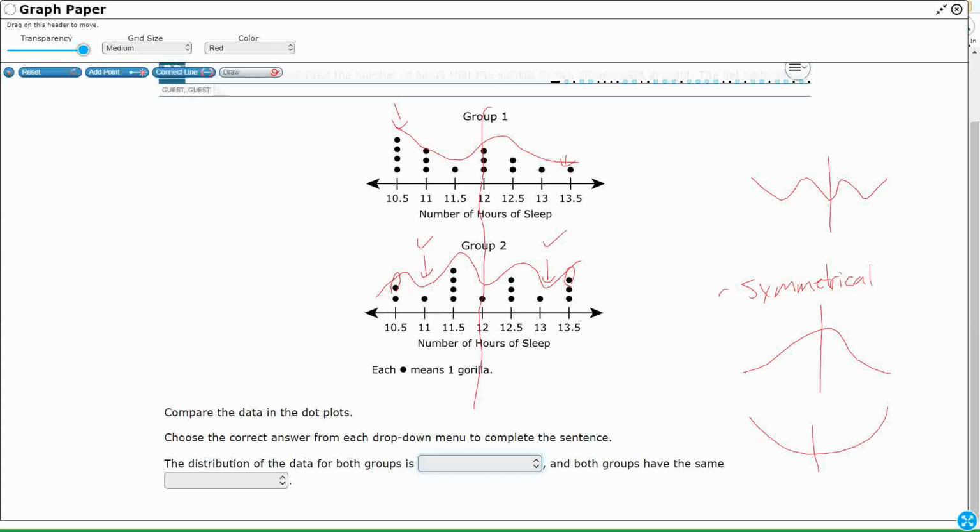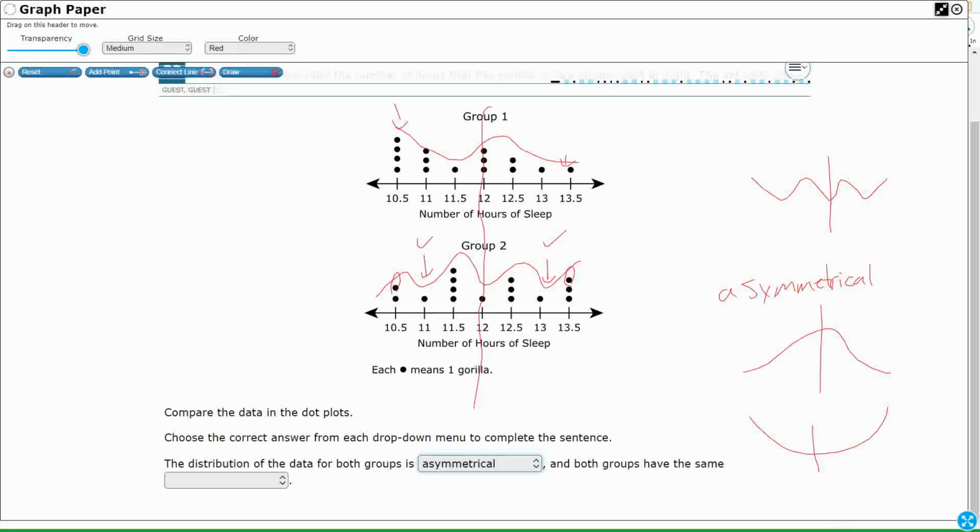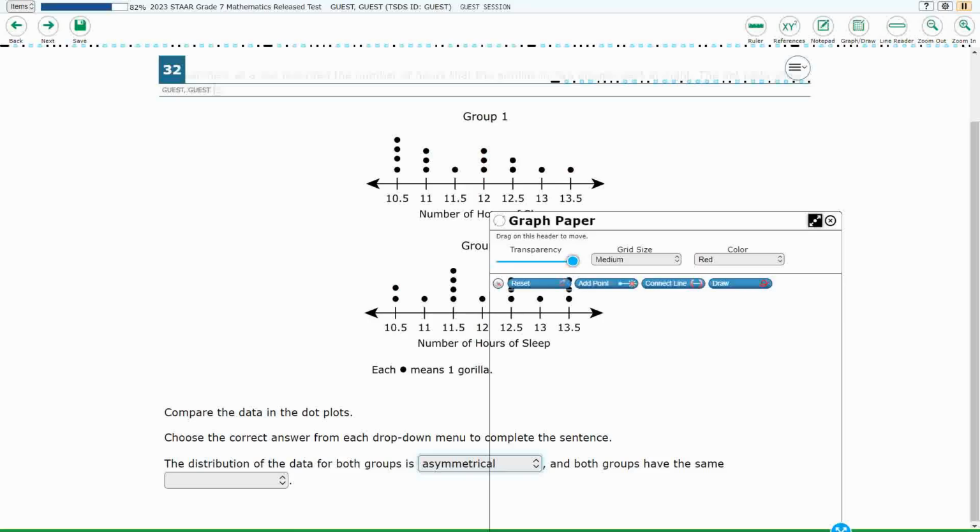That's what asymmetrical means. A is just a prefix that means not. So asymmetrical means not symmetrical. They're definitely not. Now, we need to look, secondly, at whether they both have the same median, mode, or range.